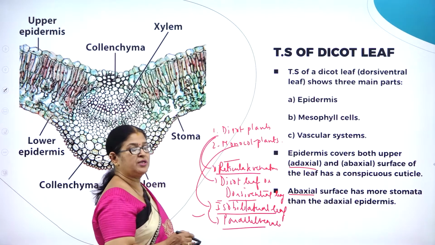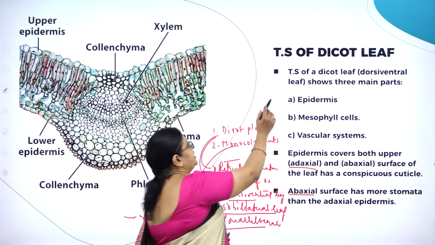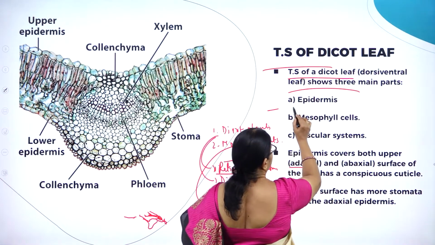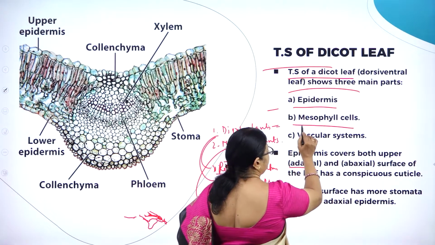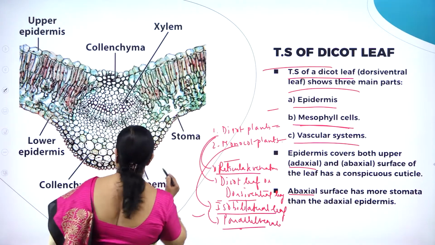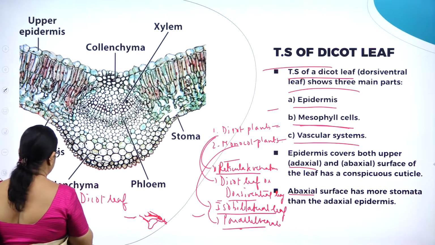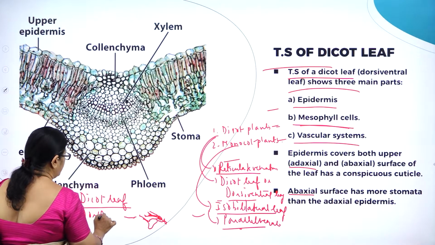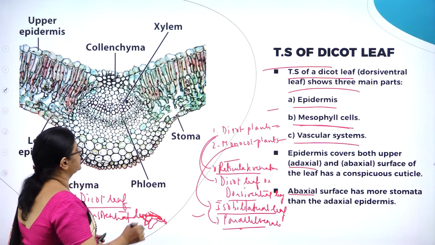Now let us study about the anatomical features of the transverse section of a dicot leaf. So we can take dicot leaf. TS of dicot leaf, dorsiventral leaf, shows three main parts: epidermis, mesophyll and vascular system. Here you can see how the structure of a dicot leaf is. This is the TS of a dicot leaf, also called dorsiventral leaf.